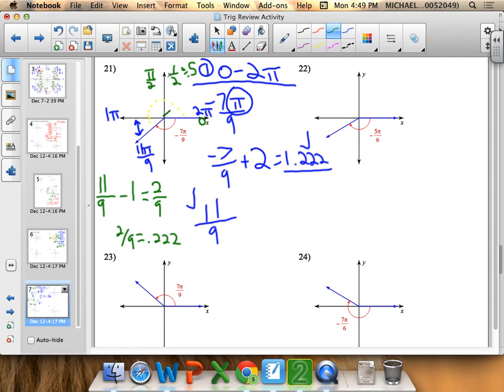So I can draw my angle and label it as, I ran out of room, 2 pi over 9. And I can bring it right there. That's 2 pi over 9. Again, I only return the pi to the final answer.